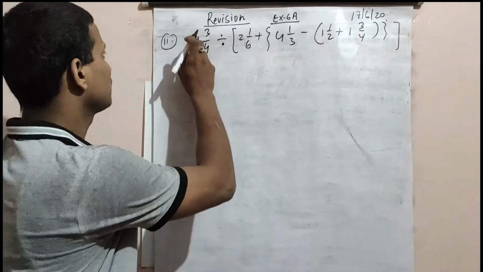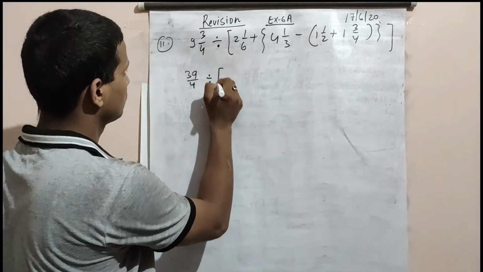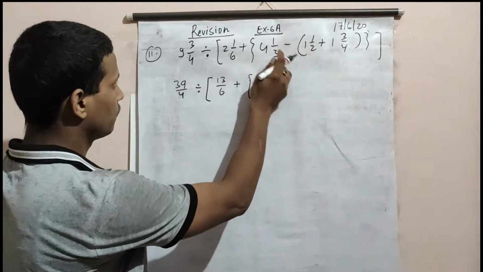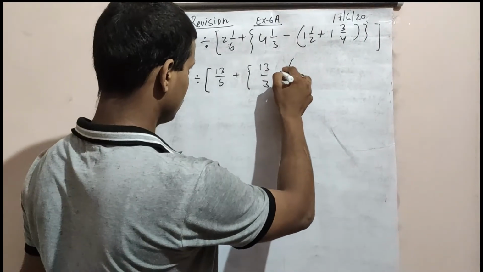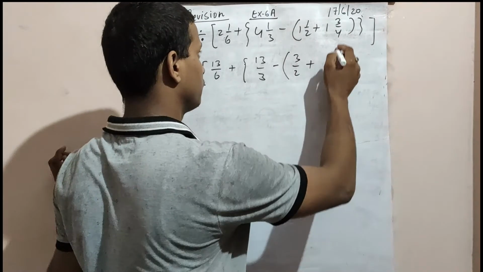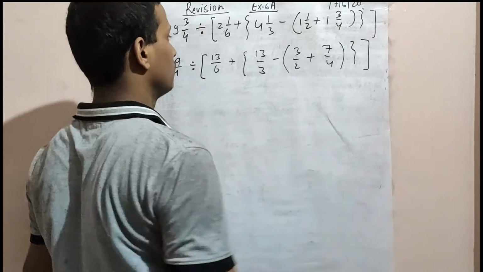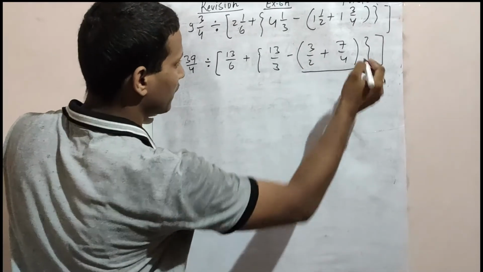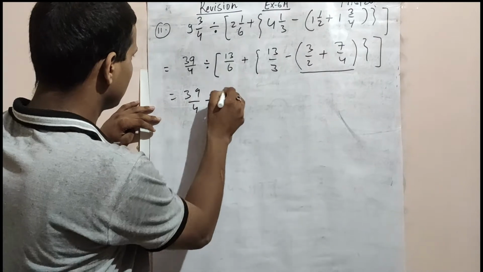Like 9 4s are 36, 39 by 4 divided by 6 2s are 12, 13 by 6 plus 4 3s are 12, 13 by 3 minus 2 1s are 2, 3 by 2 plus 4 3s are 12, 4 1s are 4 plus 3, 7 by 4. Okay, this is the manner. Now first we need to solve this small bracket according to BODMAS, and the remaining as it is.